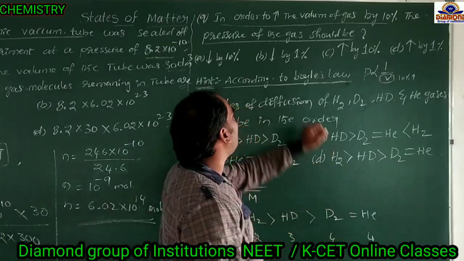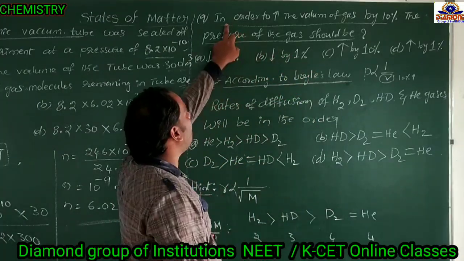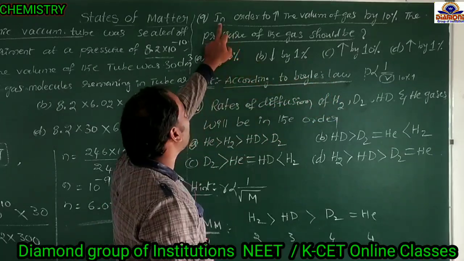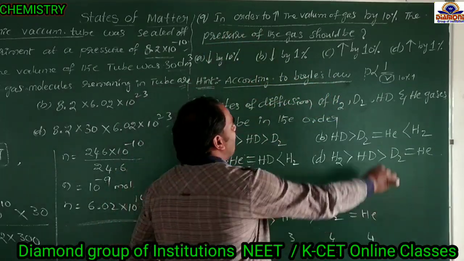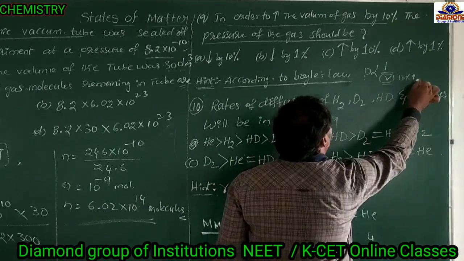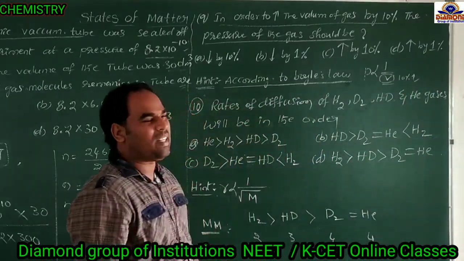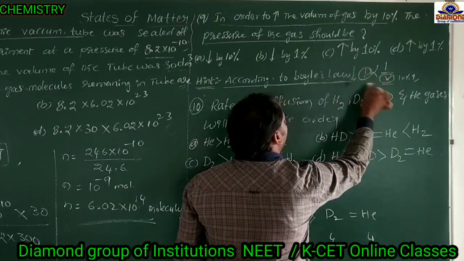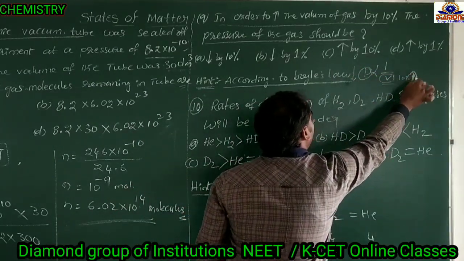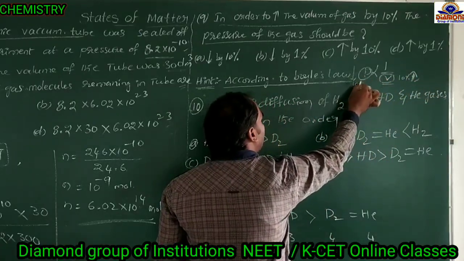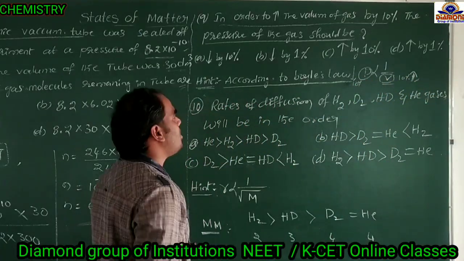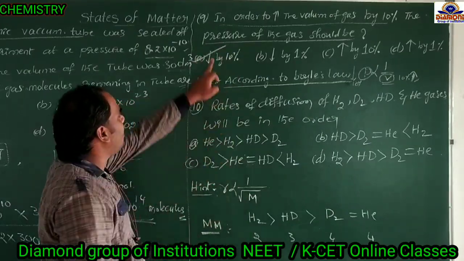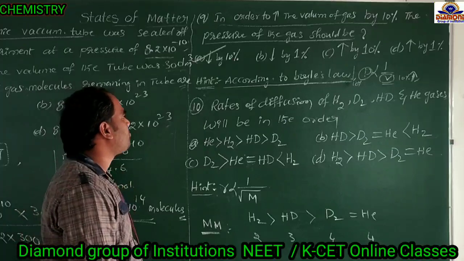Okay. So this is the Boyle's law equation. According to Boyle's law, pressure is inversely proportional to 1 by V. In order to increase the volume of gas by 10 percent, the pressure of the gas should be decreased by 10 percent, because the volume is increased by 10 percent. Therefore, pressure is decreased by 10 percent is the answer.